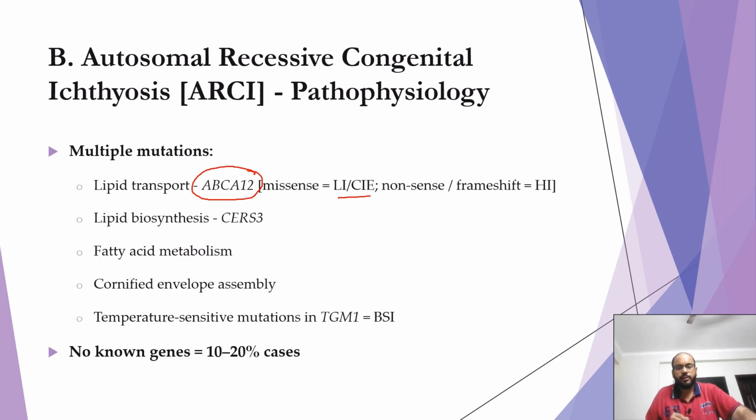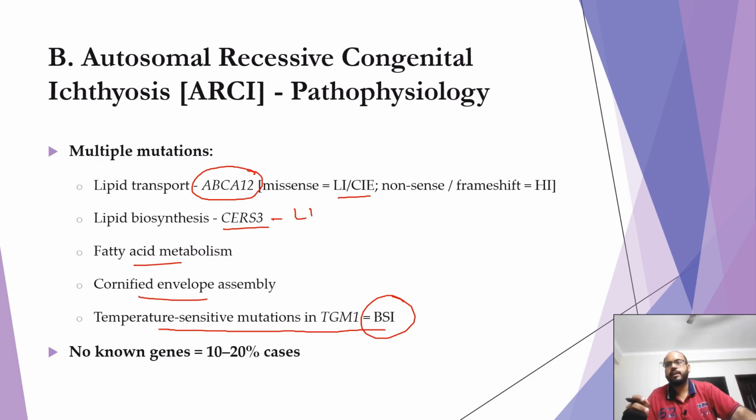Biosynthesis of lipids can be mutated. For example, the CERS3 gene is mutated, and that is also seen in lamellar ichthyosis. Genes for fatty acid metabolism or cornified envelope assembly, like transglutaminases, or temperature-sensitive mutations in transglutaminase 1, are seen in bathing suit ichthyosis.